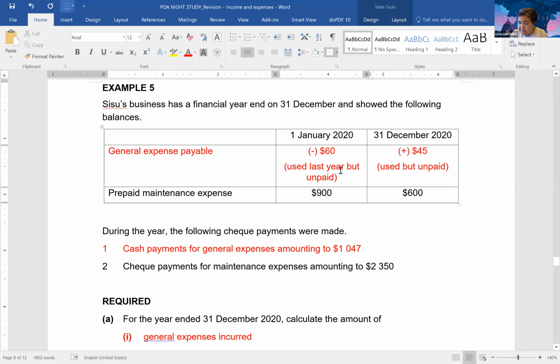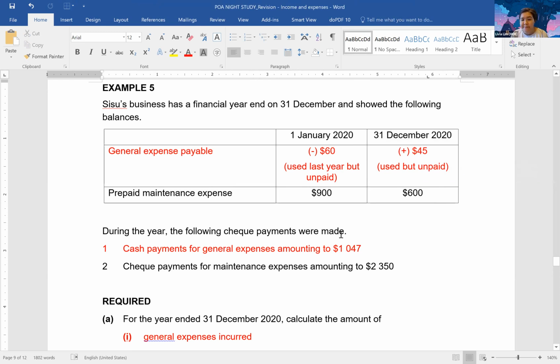So everybody, take note here. A general expense payable at the beginning of the year is a minus because you used it last year. You never used this year. A general expense payable at the end of the year, 31st December, is a plus because you are going to use it this year. Okay? Next.